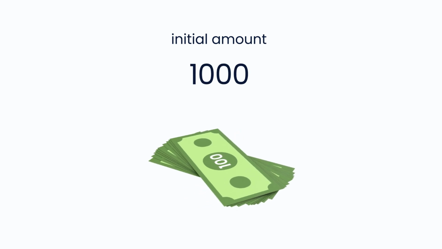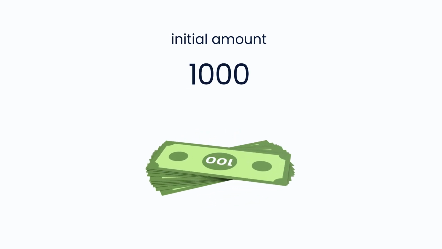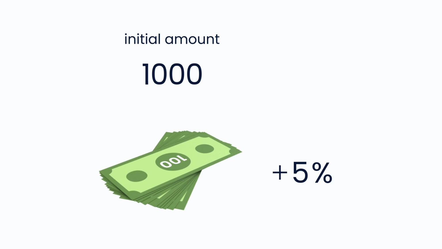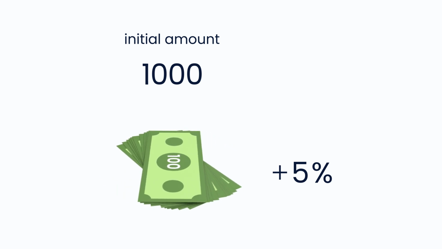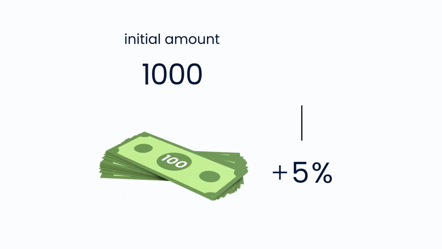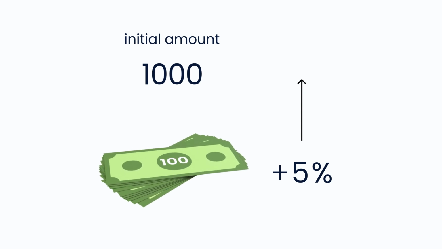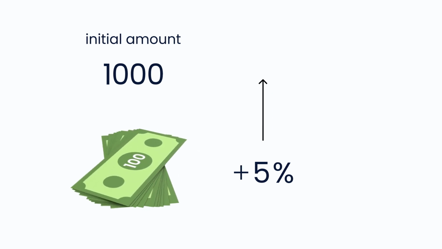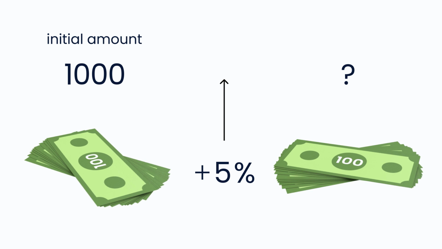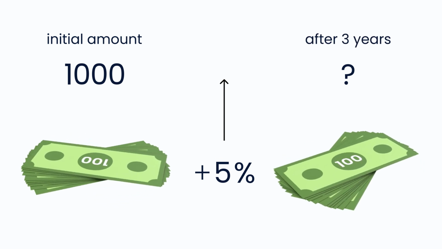Let's take a look at an example involving a bank account. And to keep it simple, we'll disregard the currency. Say you deposit $1,000 into an account that offers an interest rate of 5% per year. This means that the amount of money in the account increases by 5% each year. You want to find out what the balance in the account will be after 3 years.